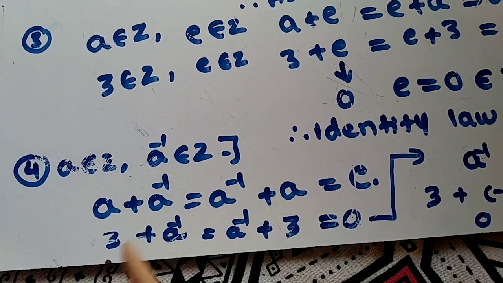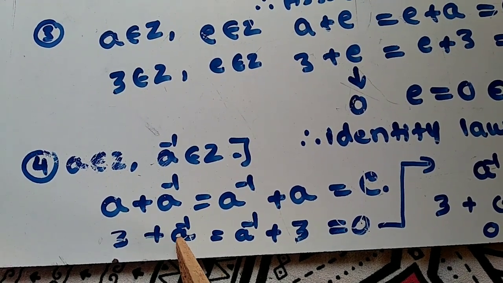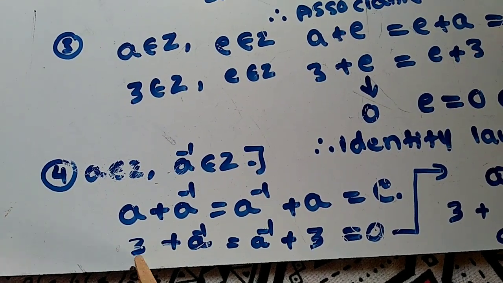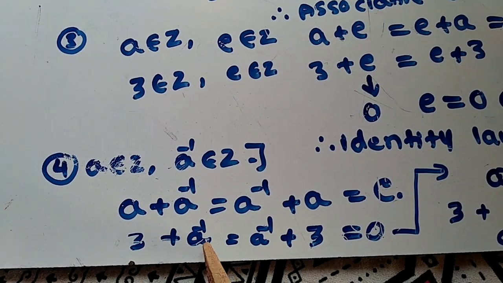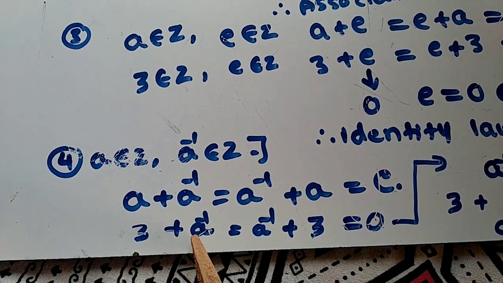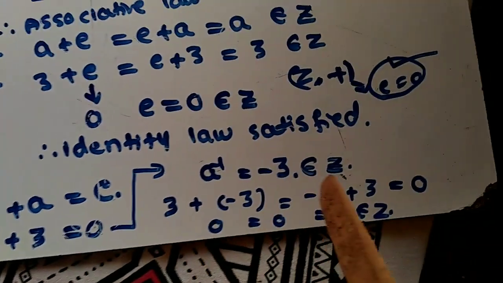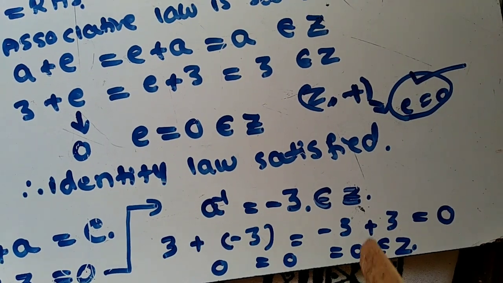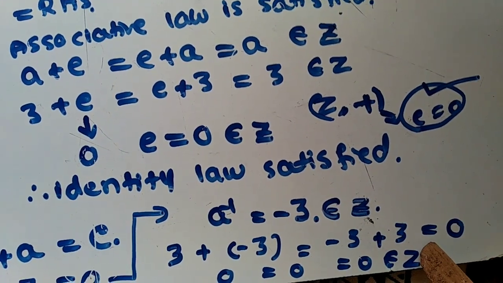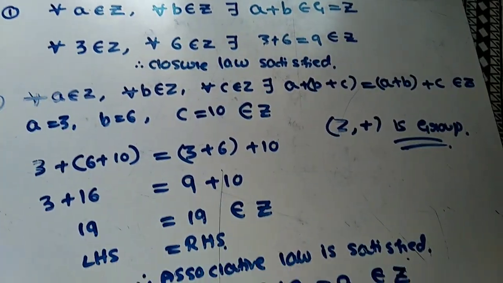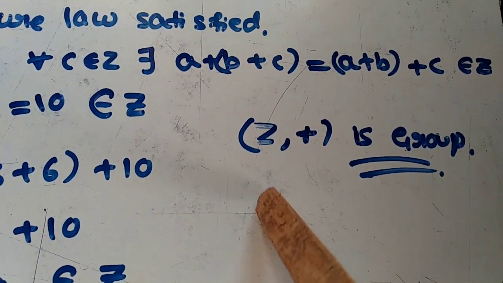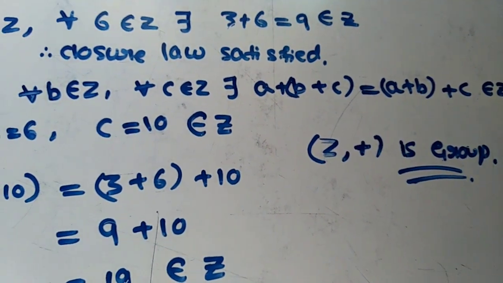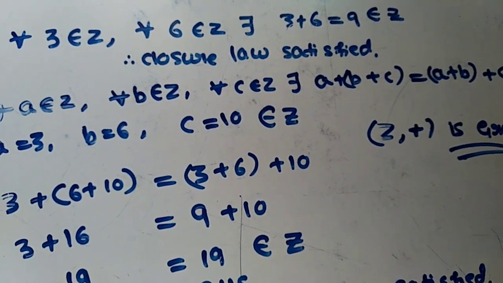When is it possible? 3 plus which number gives me 0? Only minus 3. It means the inverse of this 3 is minus 3. Other than this, no number will satisfy this condition, and that minus 3 also belongs to Z. Therefore, the inverse element belongs to Z. So here all my 4 laws are satisfied. That's why I am giving the conclusion: Z with respect to plus is a group. I hope you understand this concept, and with this example, if you have any doubt, just let me know.